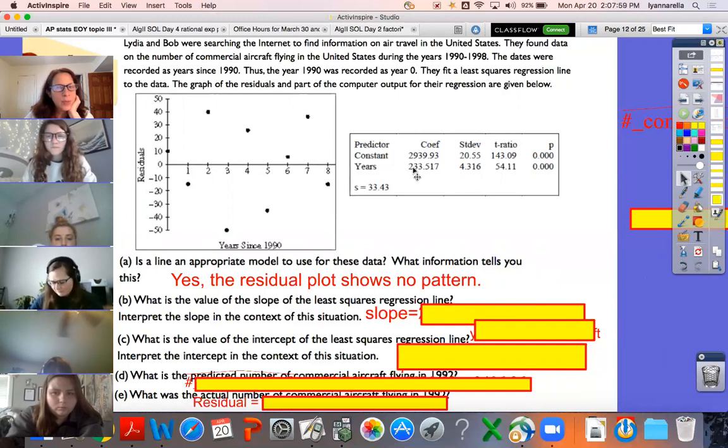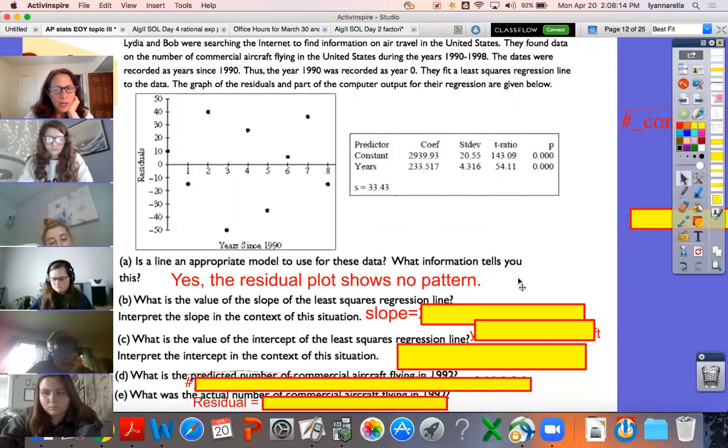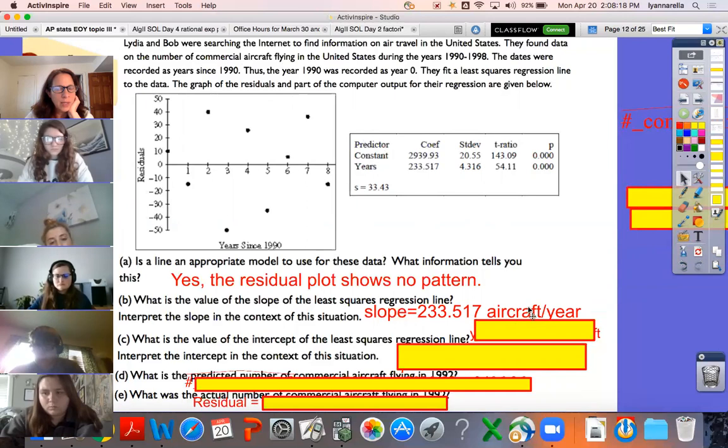So remember, the slope is always the second one. They do these backwards. They always give the y-intercept first as the constant, and then the slope goes with the x variable. So the x variable was years, and then the y variable is how many commercial aircraft are flying. So right, it is 233.517, and the units on that is how many aircraft per year were flying. So the value of the intercept is what Morgan said. That's the 2939.93.